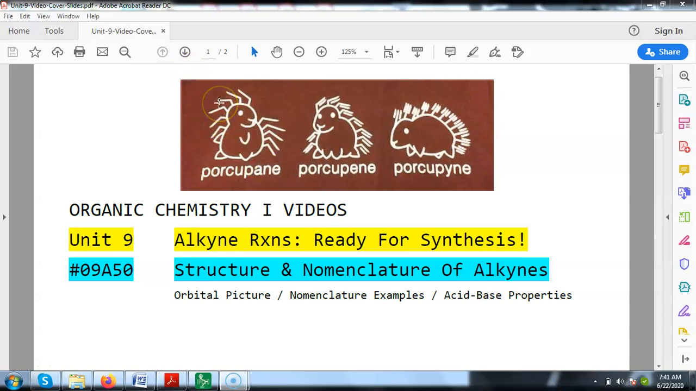You have single bonds, all single bonds for alkanes. You have at least one double bond, carbon-carbon double bond for alkenes. And here we have a carbon-carbon triple bond.